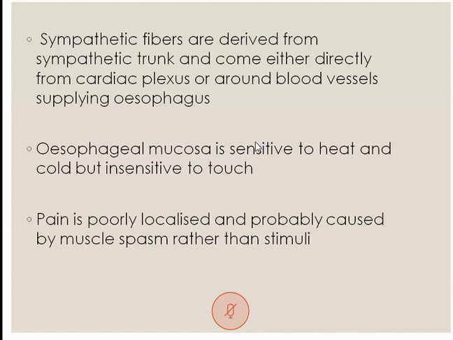The sympathetic fibers are derived from the sympathetic trunk and come either directly from the cardiac plexus or around the nerve plexus present around blood vessels supplying the oesophagus. You all know about the cardiac plexus. Sometimes a plexus may be present around the blood vessels supplying the oesophagus.